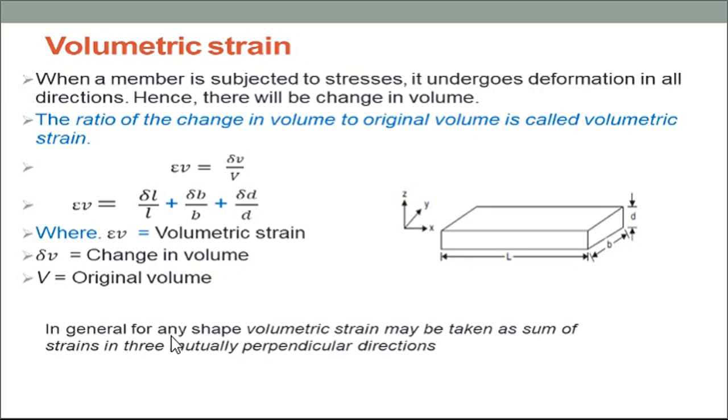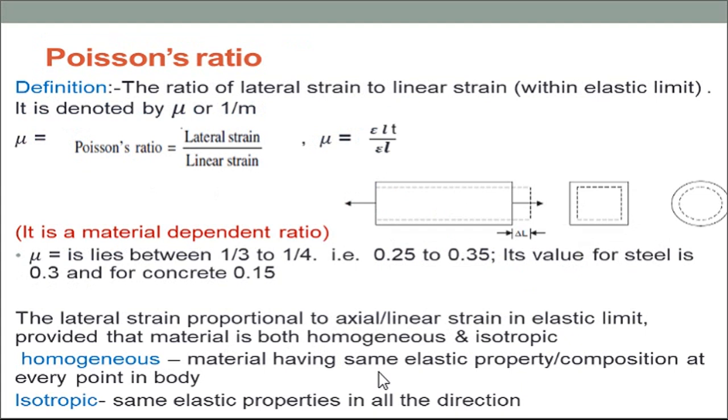In general, for any shape, volumetric strain may be taken as the sum of strains in all three mutually perpendicular directions. Poisson's ratio is the ratio of lateral strain to linear strain. Up till now we studied lateral strain and linear strain also. So Poisson's ratio is the ratio of lateral strain to linear strain within elastic limit.